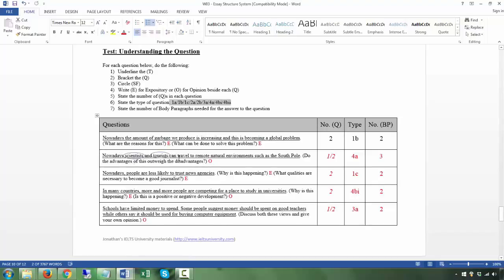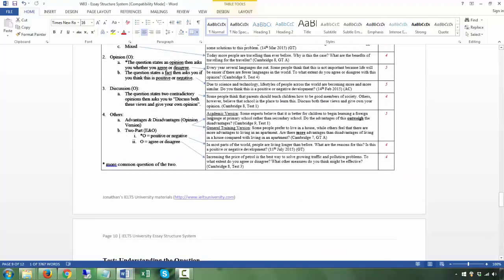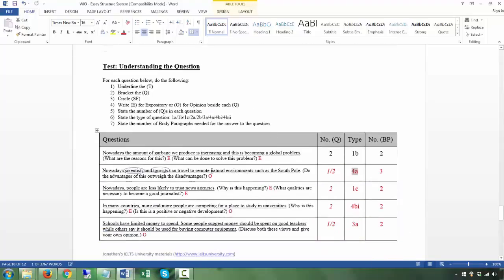Nowadays, scientists and tourists can travel. So this is the T. All right, this is do the advantages outweigh the disadvantages? Again, this is advantages and disadvantages opinion. So this is actually 4A. Going back to this 4A, you do have the SF, scientists and tourists. Make sure you mention both, you address both, right? And how many questions? Again, as I mentioned above, if you want to see it as 1 question or 2 questions, doesn't really matter.